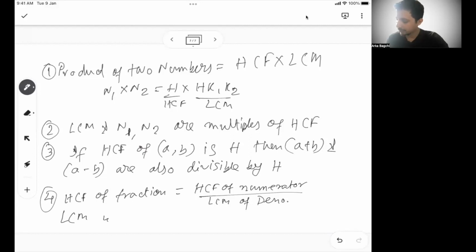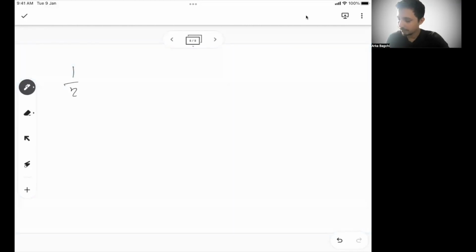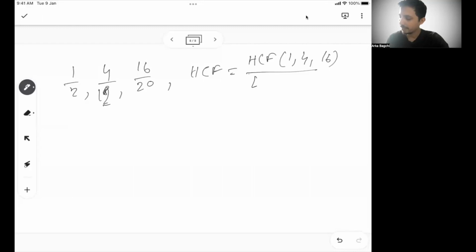Similarly, LCM of fractions is equal to LCM of numerators divided by HCF of denominators. For example, let's take one example. Let's say 1 by 2, 4 by 12, and 16 by 20. These are three fractions. What is the HCF? HCF is HCF of 1, 4, and 16 divided by LCM of 2, 12, and 20.